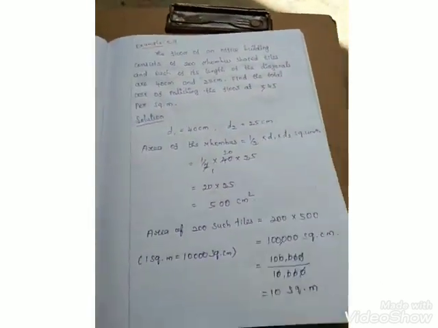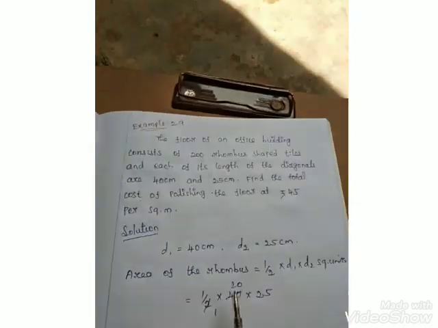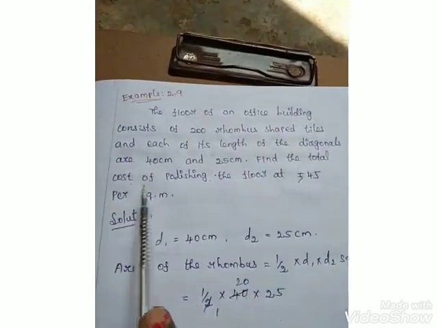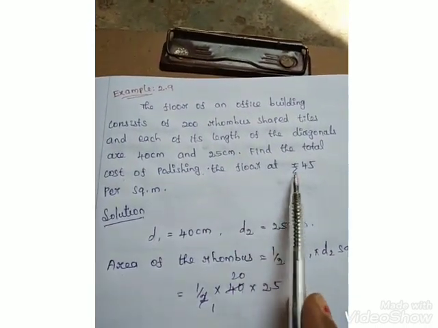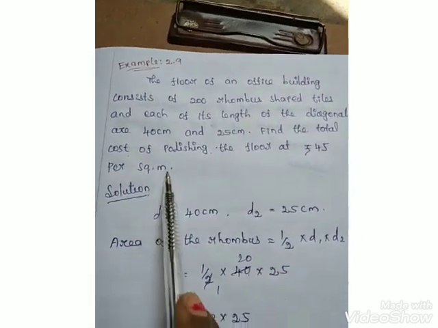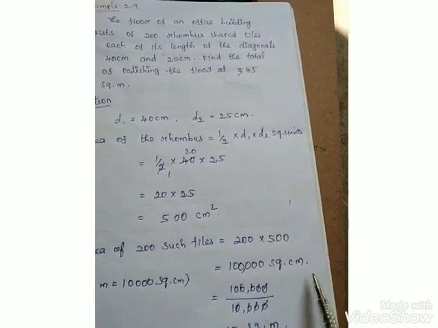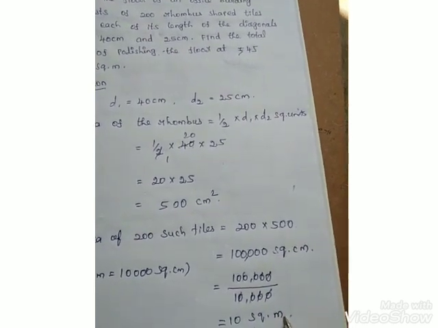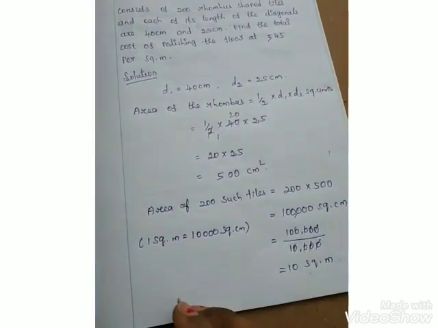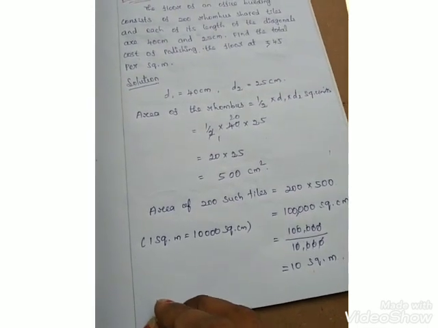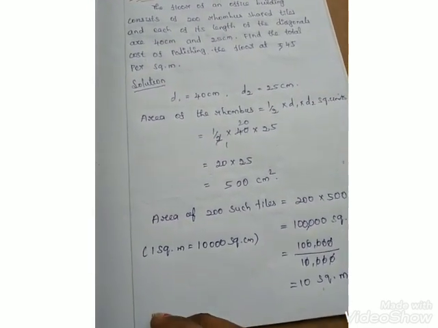Okay, so next one, find the total cost of polishing the floor at rupees 45 per square meter. So here meter கேட்டிருக்கிறதுனால தான் நம்ம இந்த இடத்துல என்ன பண்ணோம் அப்படின்னா ஸ்கொயர் சென்டிமீட்டரை மீட்டருக்கு கன்வெர்ட் பண்ணியிருக்கோம். ஓகேங்களா, now we are calculating the cost of polishing 200 such tiles.